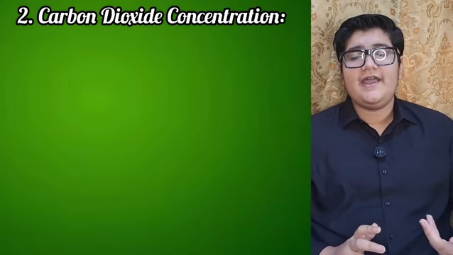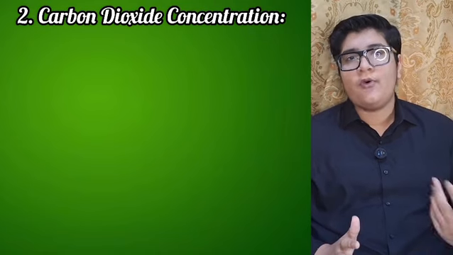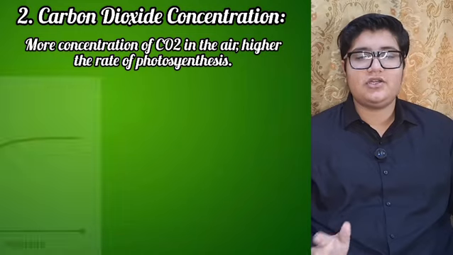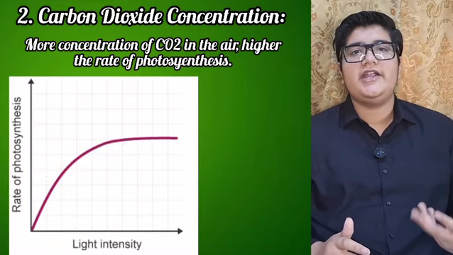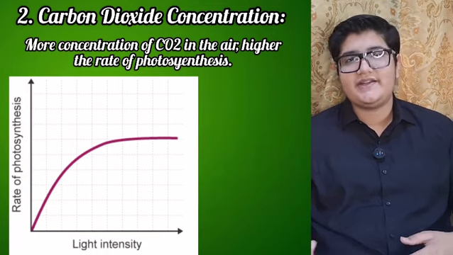The second one is carbon dioxide concentration in the air. The plant needs more carbon dioxide for photosynthesis. So the higher the carbon dioxide concentration in the air, the higher the rate of photosynthesis. And this also has the same graph as light intensity.